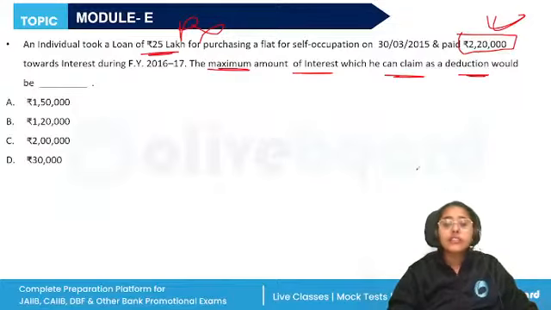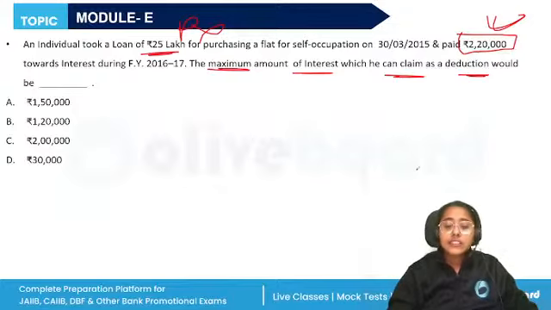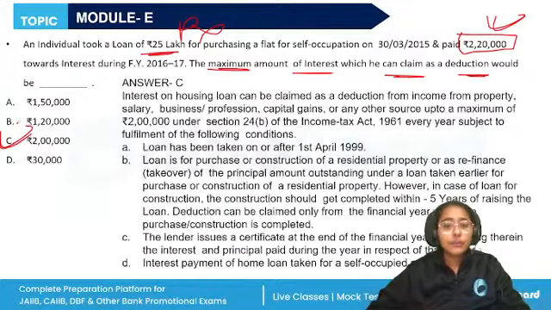So the interest on housing loan can be claimed as a deduction from the income from property, salary, business or profession, and any other source, up to a maximum of 2 lakh rupees, up to a maximum of only 2 lakh rupees. All right, so the correct answer is option C. Even though they had paid 20,000 more, the maximum deduction that can be claimed is 2 lakhs.